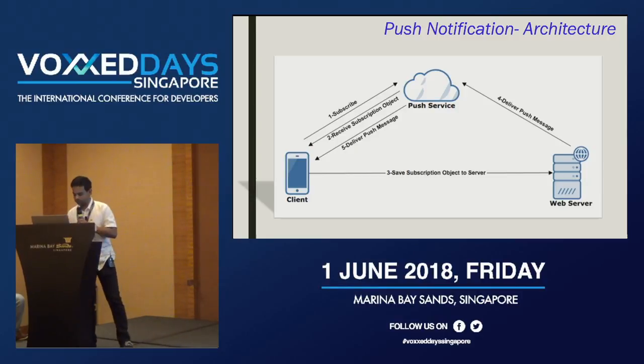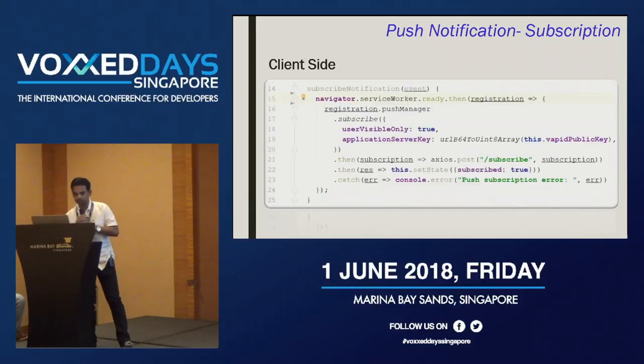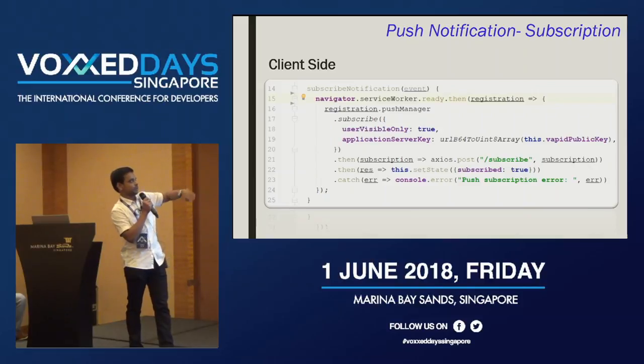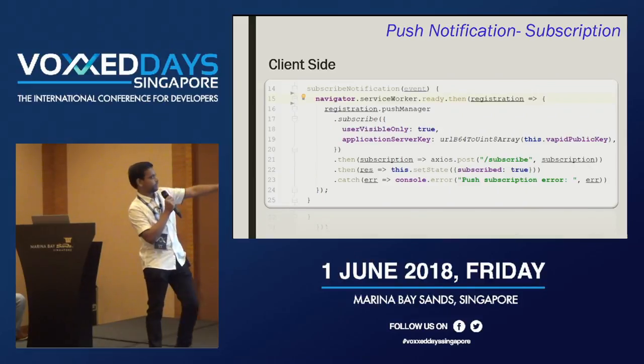Let's look at the code. Okay, this is for number 1, 2, and 3, the subscription process. On the client side, what happens is, suppose that line number 16, registration push manager subscribe.